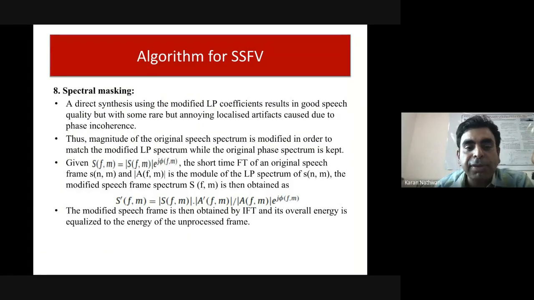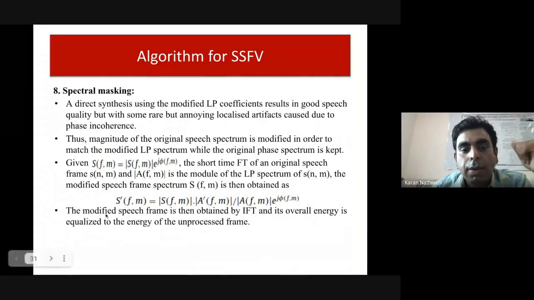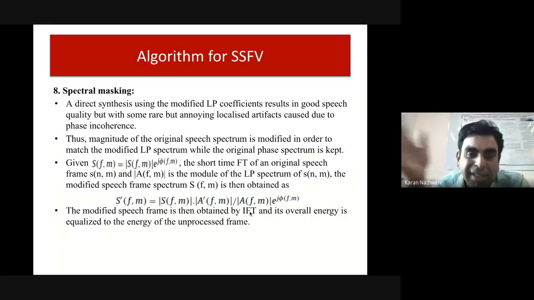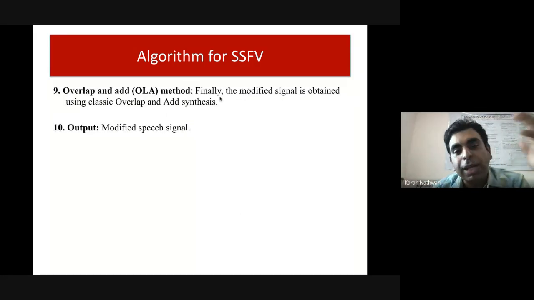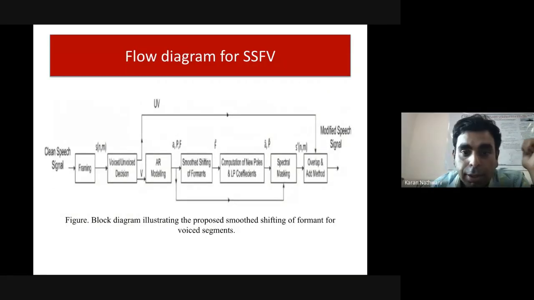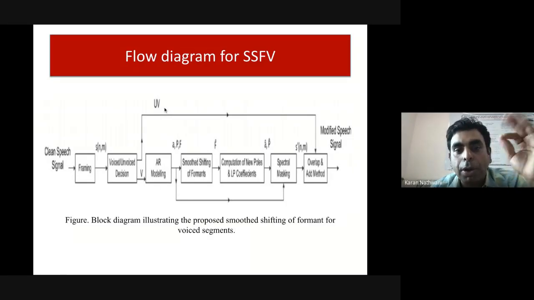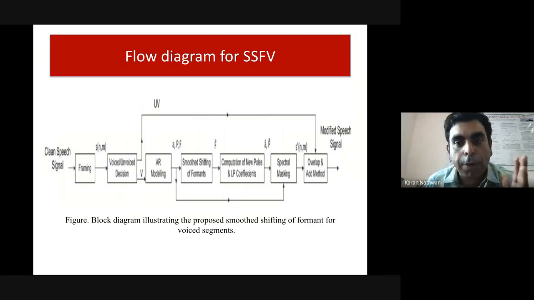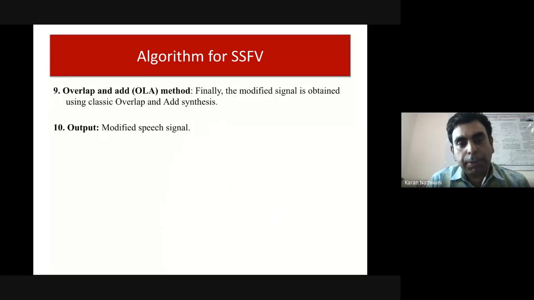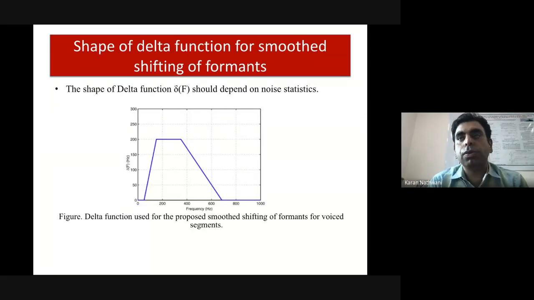Okay, now finally, once we have done the spectral masking, what we will be doing is that again we normalize the energies, and then we do the overlap and add based synthesis, as already explained in the previous case. Note down one thing, as I already told here, the unvoiced segments are not being touched because this is the method which we propose, that is a smoothed shifting of the formants of the voiced segments, not the unvoiced segments. Okay, I hope now the things are getting clearer and clearer to you. So now I will explain some results. So what were the results?